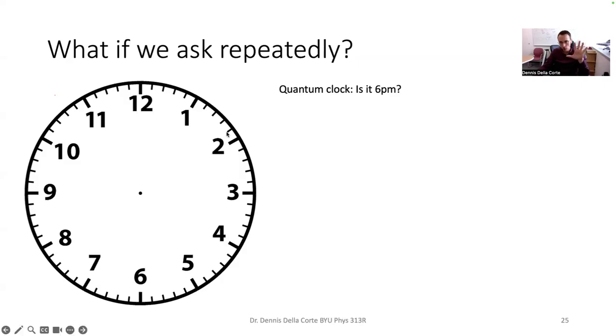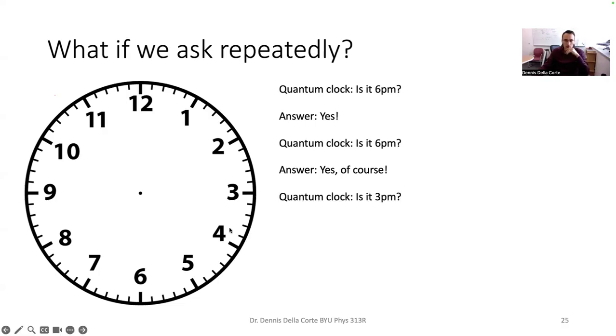Now we're going to go one level further. So let's assume we asked our clock, is it 6 p.m.? There are two options. It can either say, yep, it is 6 p.m., or it says, no, it's 12 p.m. Let's assume it says yes. Okay, now we know it's 6 p.m. What if we ask it again, is it 6 p.m.? And the clock will say, well, of course it's 6 p.m. You just asked me the same question twice. Yes, of course it's 6 p.m.